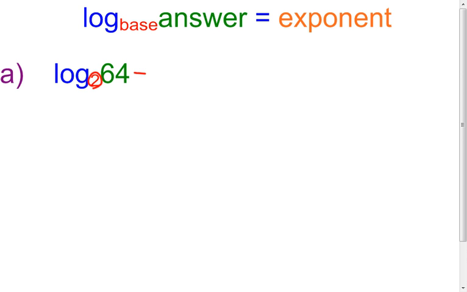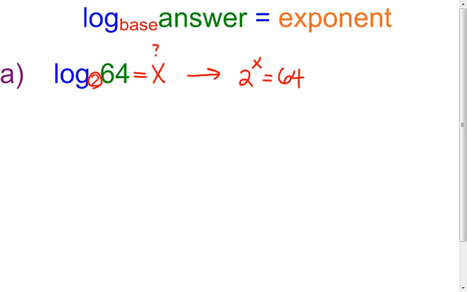But the question is, log base 2 of 64 is what? That's what I want to solve for, okay? So I'm going to put a little x there, and then I'm going to switch this to exponential form, okay? So I will go like this. My base is 2, my exponent is x, and I get 64.